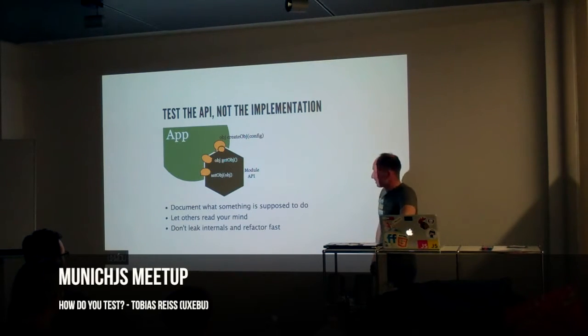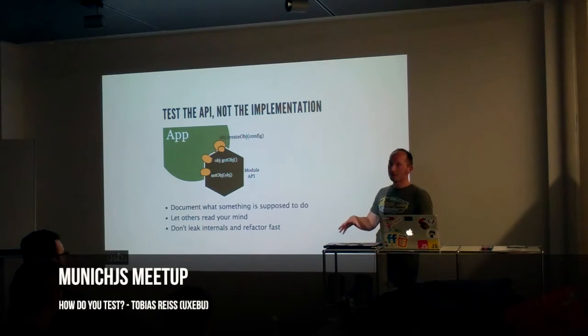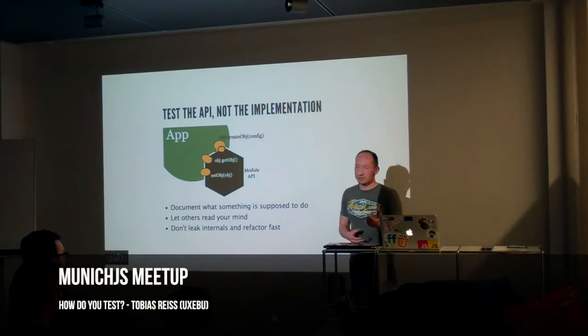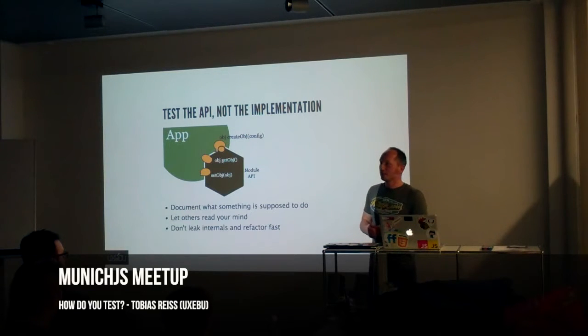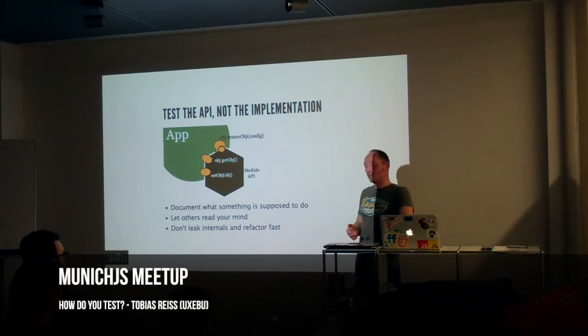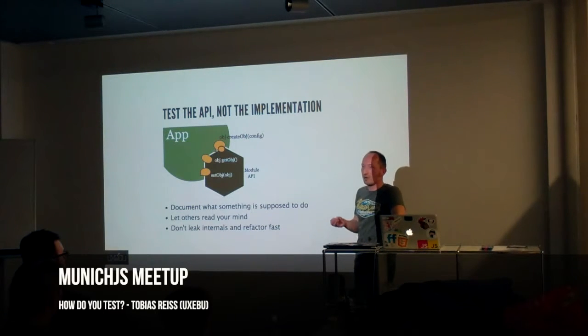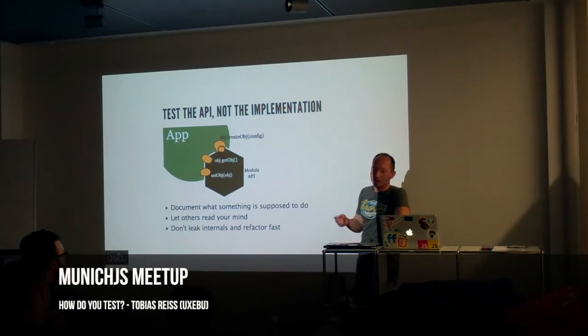Don't leak internals. Why? Because if you don't test internal stuff, you can touch the internal stuff without touching the tests. You can remove stuff, you can make it nicer, you can change it regarding performance, regarding whatever. You can change the internals of your module, and you can just run the test, and the test makes sure that the API is working as expected.